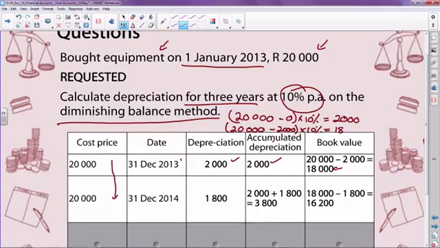And now you would see that I lost less. I lost 1,800. So what's your depreciation this year? Your depreciation for the second year will be less than 2,000. It's 1,800. And now how much do I lose in total? 2,000 plus 1,800 will give you your 3,800. And now, what is your book value? 20 minus 3,800, that's the value lost, will give you your 16,200.